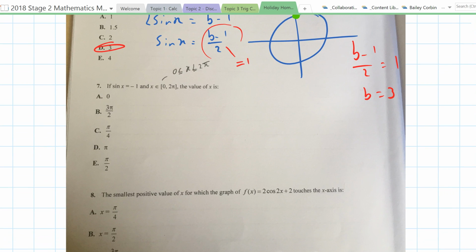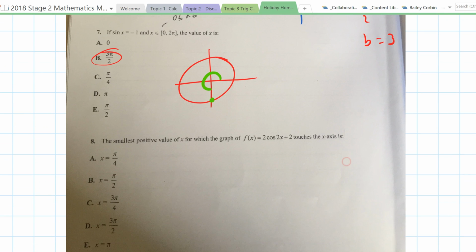Alright, if sine x equals minus 1, the value of x is 3 pi on 2. So, circle here, sine x is minus 1 occurs down here, that is 3 pi on 2 around.